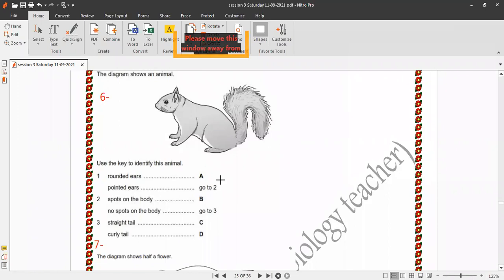The diagram shows an animal. Use the key to identify this animal. Yes, 1. Rounded ears. Is this rounded ears? No, it's pointed. So go to 2. Spots on body. No spots on body. No. So go to 3. Straight or curly? Curly tail. Okay.